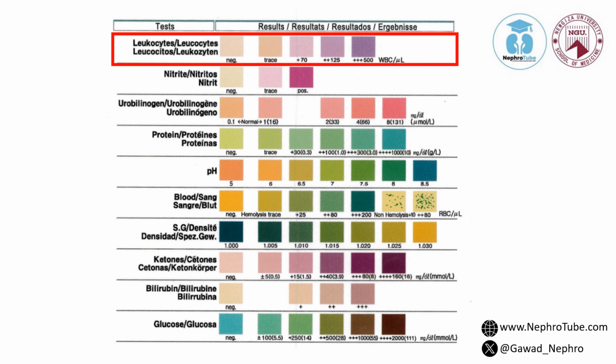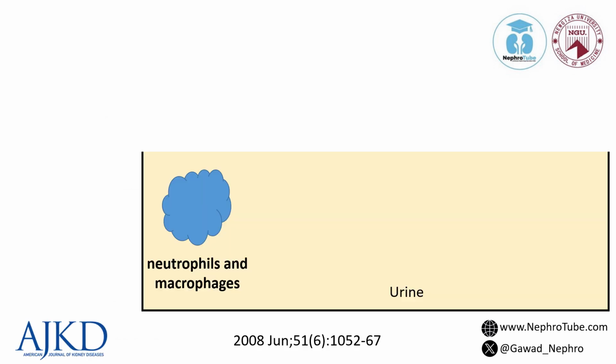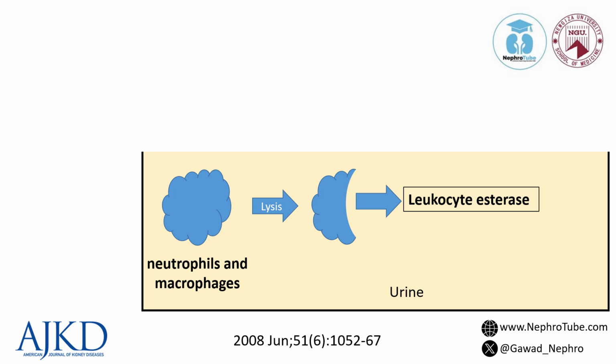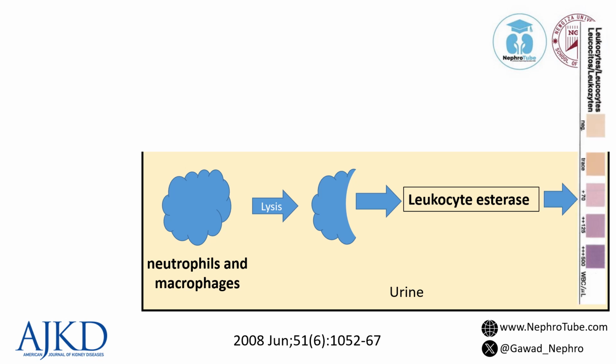And I will start with leukocytes. Usually, if there are neutrophils and macrophages in the urine because of infection, these neutrophils and macrophages will release leukocyte esterase enzyme. And leukocyte esterase will cause a change in the color of the dipstick, indicating a positive leukocyte esterase test. And this indicates that there is infection.